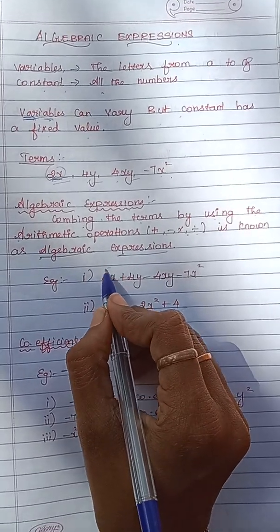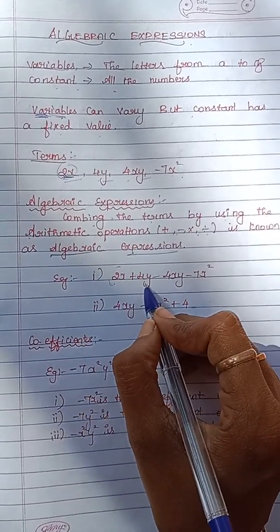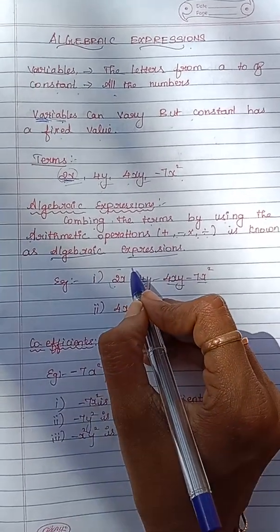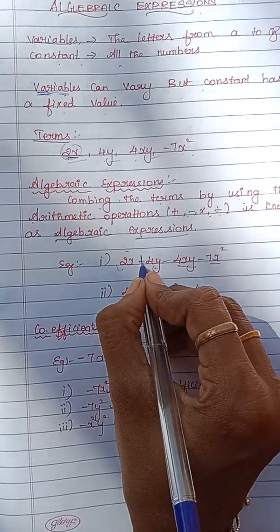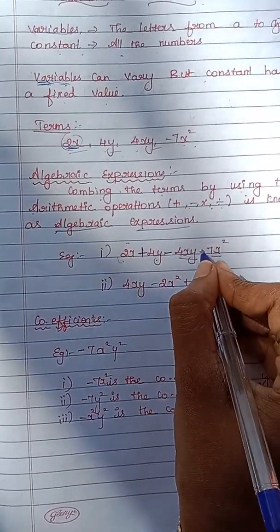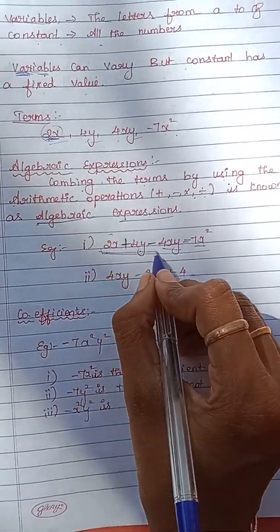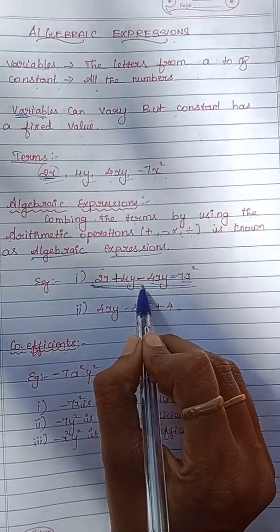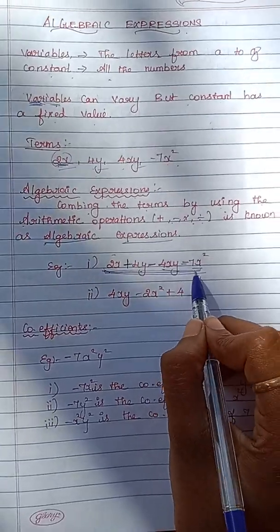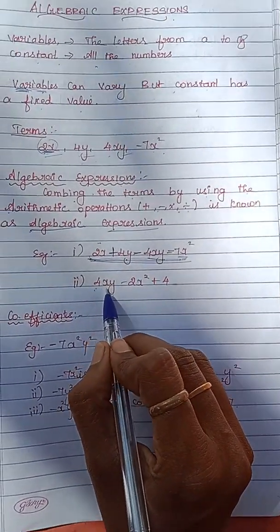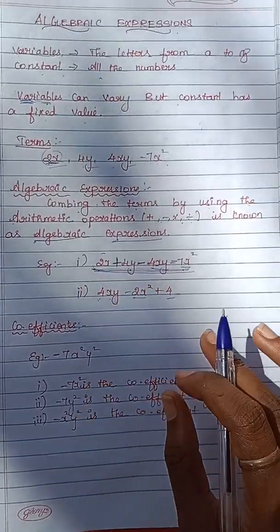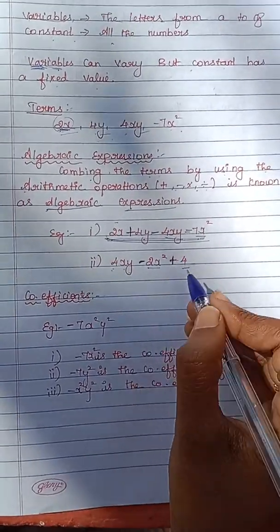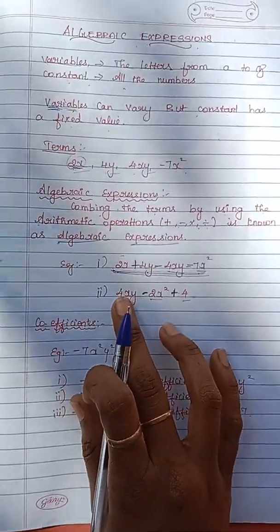For example, here 2x is a term, 4y is another term, 4xy is another term, and 7xy is also a term. Now we are joining them by using the operations like plus and minus. So this whole expression is known as an algebraic expression. Second example: 4xy, 2x square and 4 are the three terms, joined by arithmetic operations like plus and minus. So it is an algebraic expression.